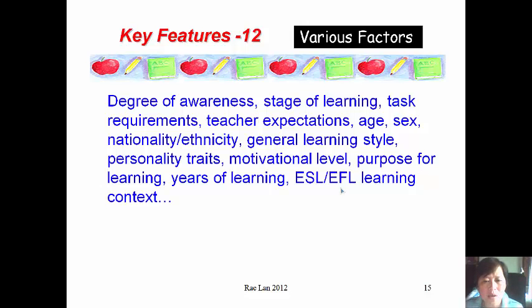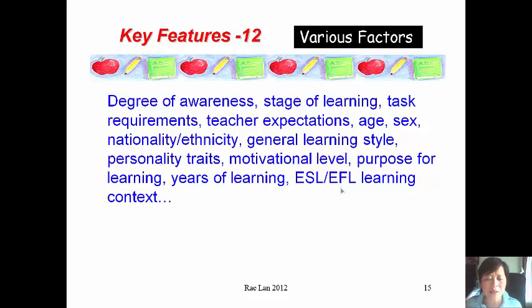Finally, we are at the very last feature for language learning strategies. Here we talk about learning strategies involving different factors. In other words, the degree of awareness, the stage of the learning, the task requirements, or teacher expectation. These all affect our strategy use. In addition, we also believe that strategy use depends on different age groups of learners. Gender also can be a factor. Male learners and female learners apply different learning strategies.